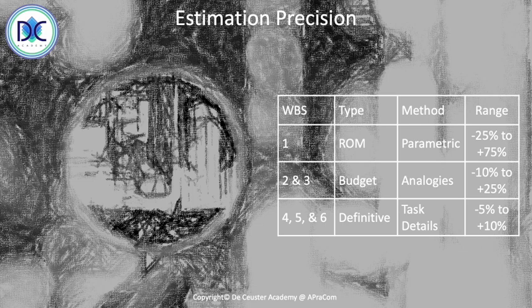When you go to level 2 and 3, you have a budget type of estimate where you use analogies. And when you go to levels 4, 5, and 6 of the WBS, you come to the definitive estimate. And we'll talk about task details from minus 5 up to 10%. So typically when you finalize a project, a difference of plus or minus 10% is accepted by the company. It's a normal difference that can happen. Even when you do things properly, there may be some differences.